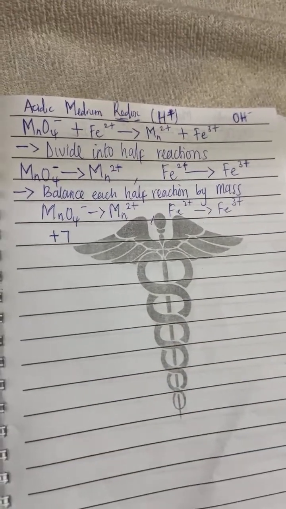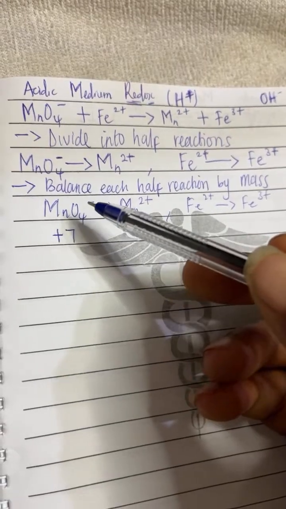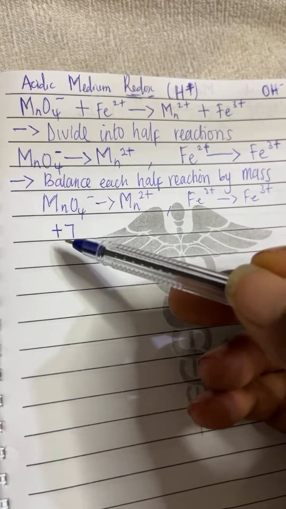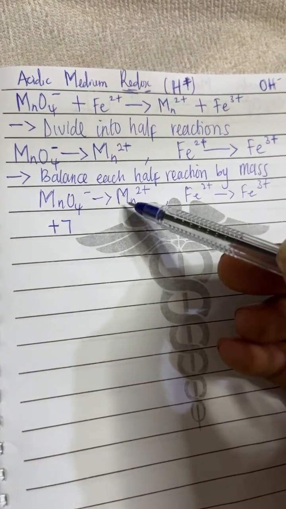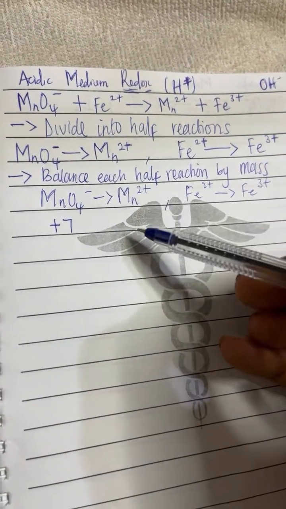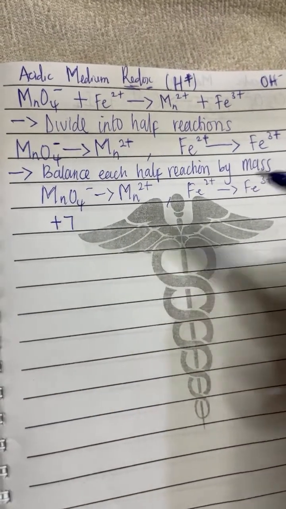Thank you so much. So the oxidation number of manganese in MnO4 minus is +7, right? That's what we just calculated. And the oxidation number of manganese in Mn2 plus is what? According to the law I taught you guys on oxidation.